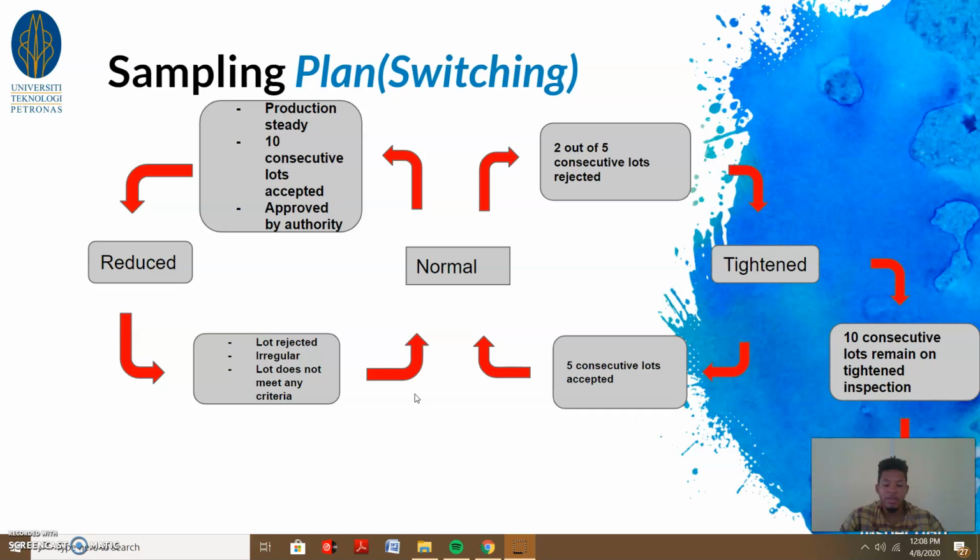When reduced inspection is in effect, normal inspection is instituted when any of the following 4 conditions occur: a lot or batch is rejected, when the sampling procedure terminates with neither acceptance nor rejection criteria being met, and when production is irregular or delayed. In the event that 10 consecutive lots remain on tightened inspection, inspection under the provisions of the military standard should be terminated, and action should be taken at the supplier level to improve the quality of submitted lots.